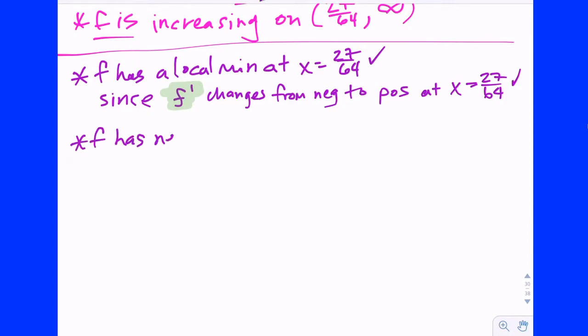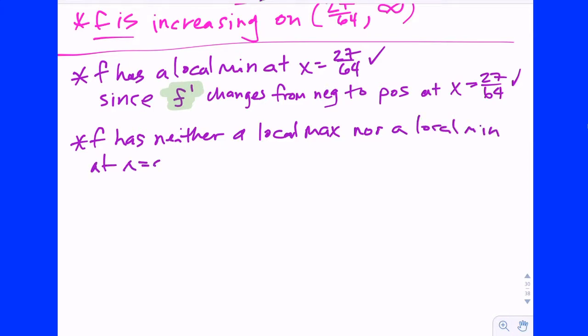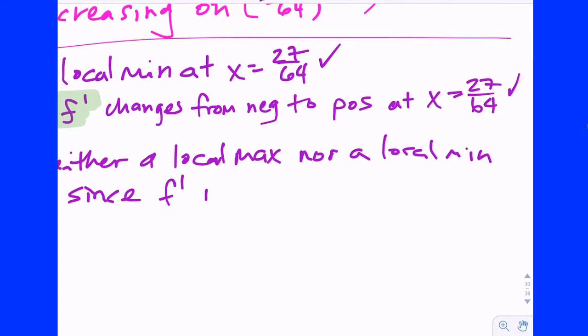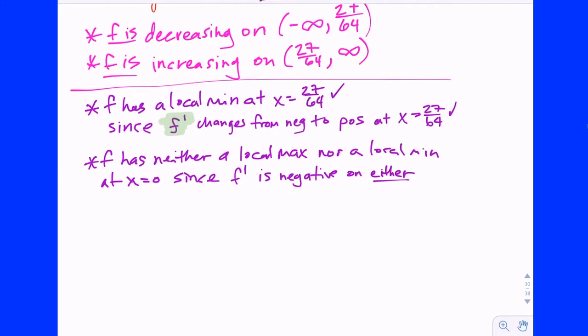F has neither a local max nor a local min at x equals 0, since f prime is negative on either side. And that's the key word, on either side, of x equals 0. The word either side implies immediately to the left and immediately to the right. It's a local argument again, okay? Yes? Well, we have to make that differentiation on each.